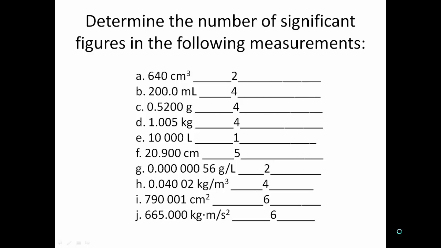Letter I, the 7 is a non-zero number. The 1 is a non-zero number. Everything in between counts, so there are 6 sig figs. In letter J, that final 0 is behind a decimal point, therefore it is a sig fig. The first sig fig is the first 6. The last sig fig is that final 0, so 6 sig figs in this example.